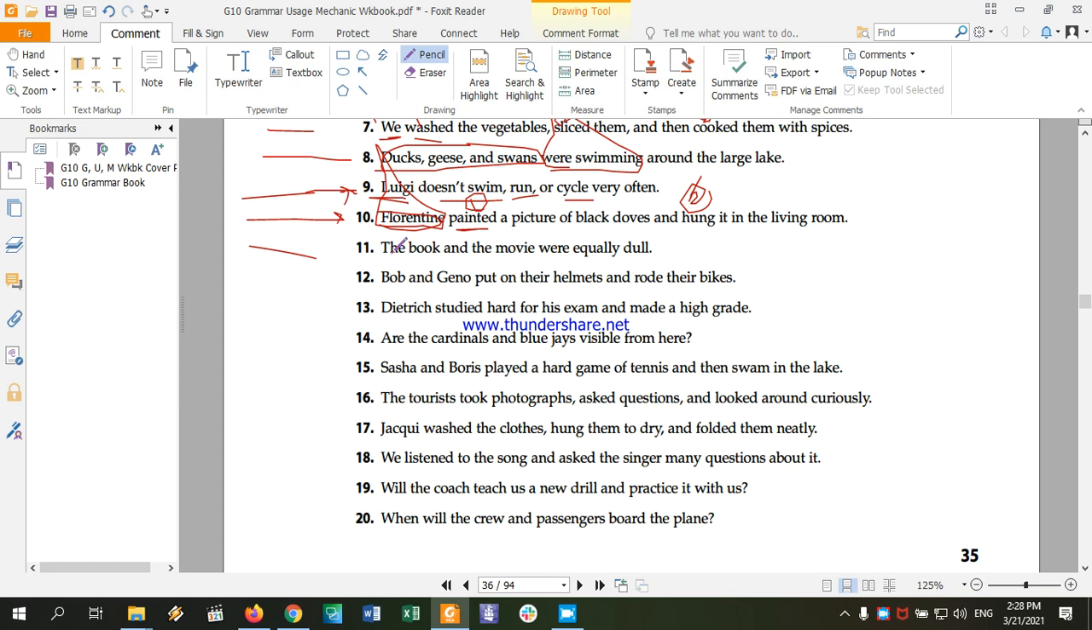Number eleven. The book and the movie were equally dull. The book and the movie, this is a compound subject. Were, this is the verb. It's a simple verb. Number twelve. Bob and Gino put on their helmets and rode their bikes. Bob and Gino, this is a compound subject. Put, this is the first verb of the compound verb, and rode, this is the second verb of the compound verb.